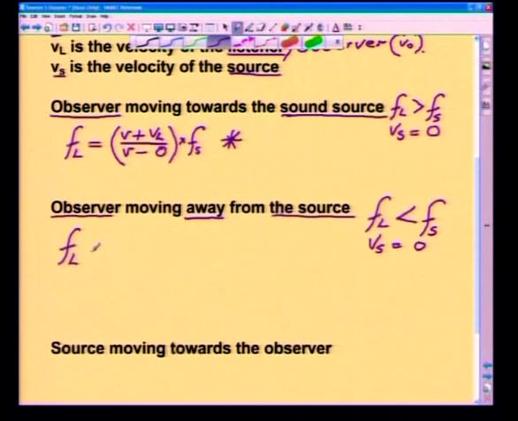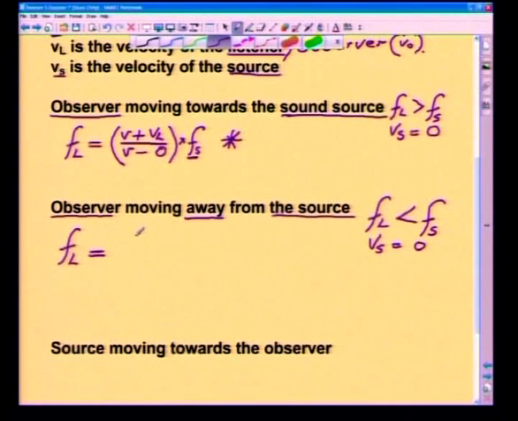F listener, the frequency of the observer, or the observed frequency, will be given by... F listener should be less than F source. For the frequency of the listener to be less than the frequency of the source, we need to make sure that the numerator is less and the denominator is big, so that this fraction will be small, and then we'll be multiplying the frequency of the source with a smaller number.